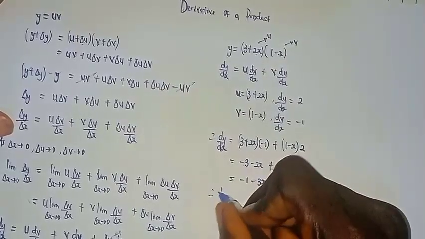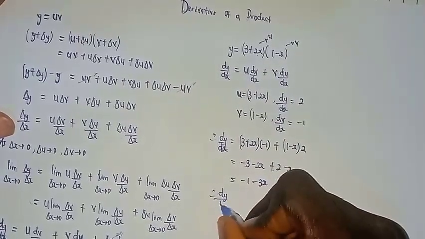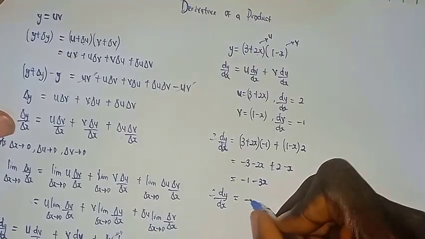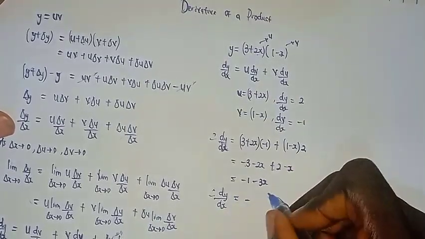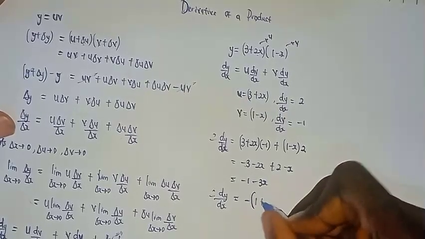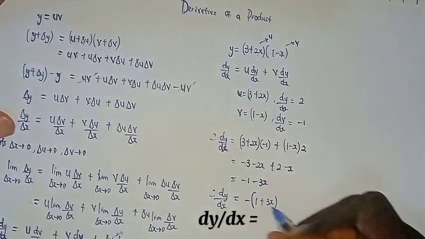So therefore our dy over dx becomes minus, if we factorize, take out the minus sign, we have that our dy over dx becomes minus (1 plus 3x). So this is our answer.